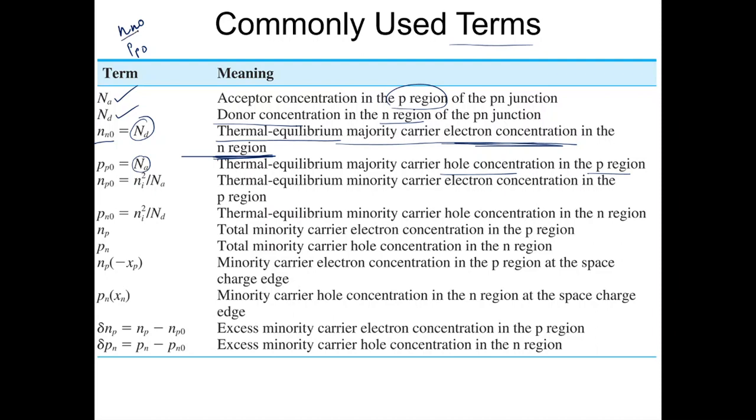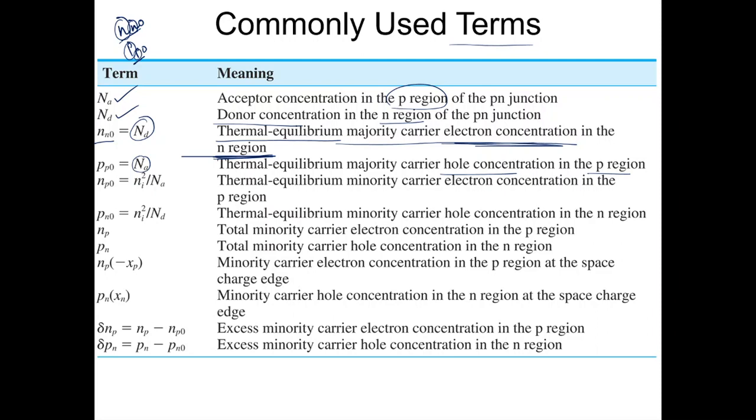Now when these two letters are the same, if it is nn or pp, we are actually talking about the majority carrier concentrations, which means electrons in N are the majority carriers, and holes in P are the majority carriers.